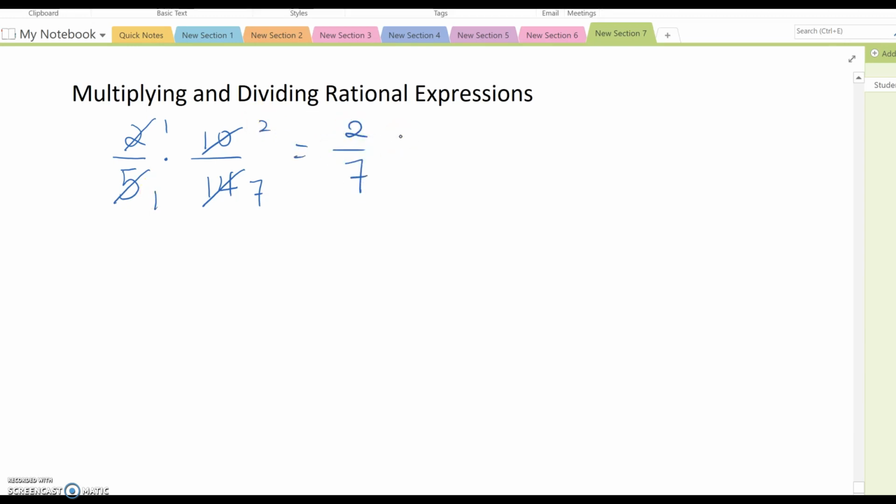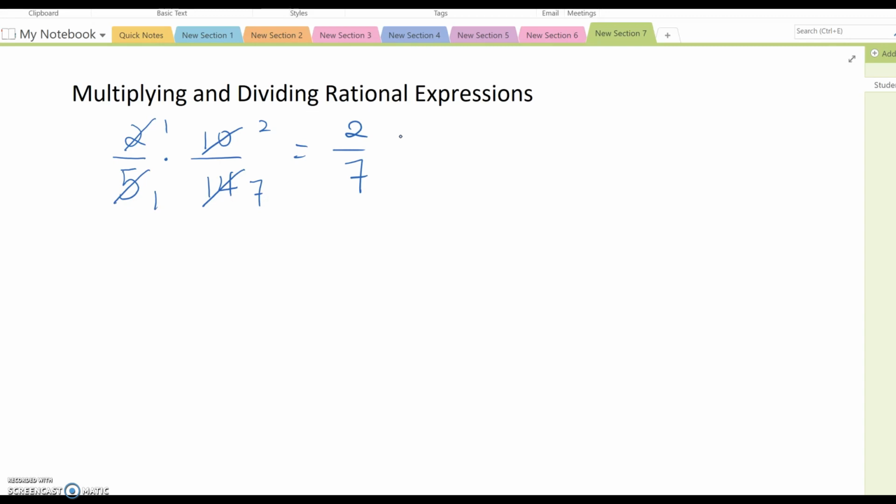Based on this, do you see what I did? Yes, I found the common factor between the numerator and denominator, and then we simplify before calculating it.